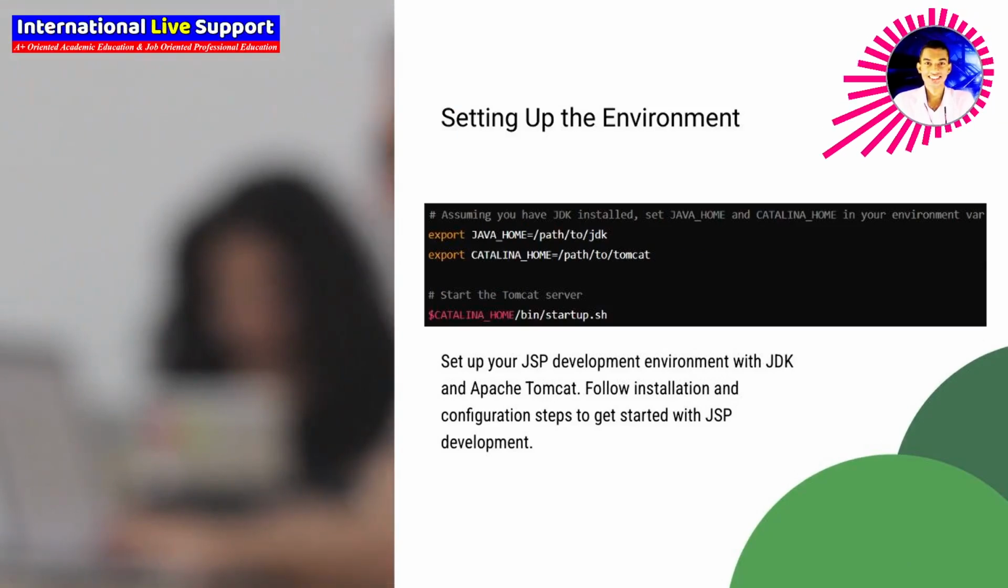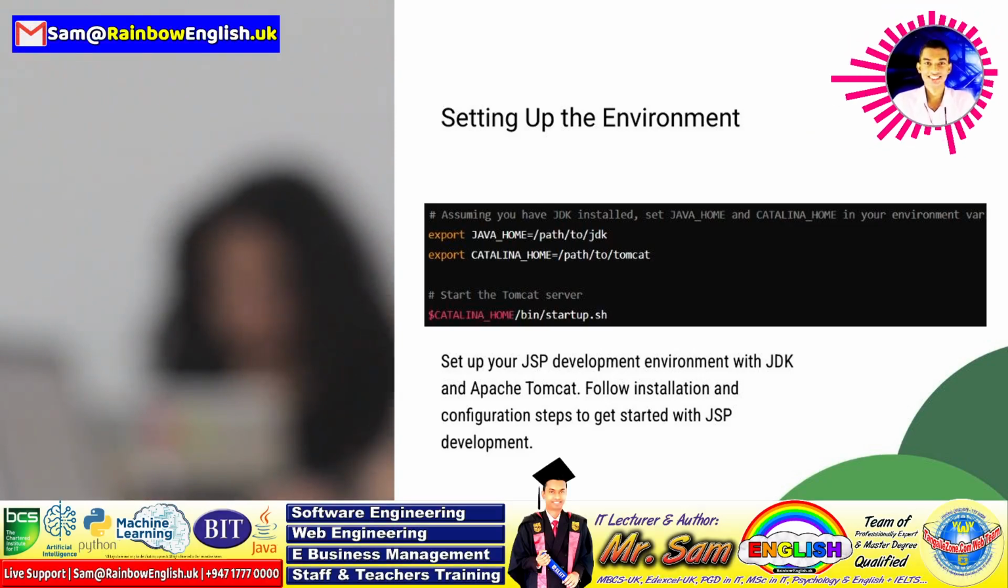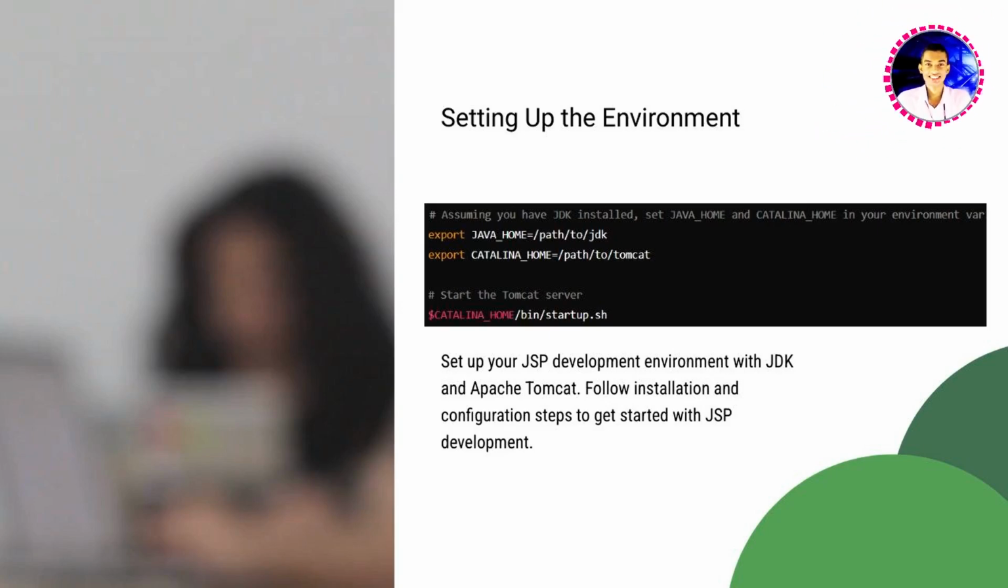Before we start coding with JSP, we need to set up our development environment. You'll need to have Java Development Kit, JDK, installed on your system. Additionally, you'll need a web server that supports JSP, such as Apache Tomcat. First, download and install the latest version of JDK from the official Oracle website.